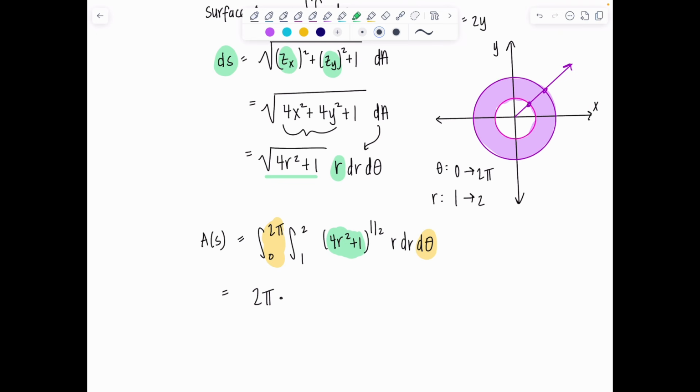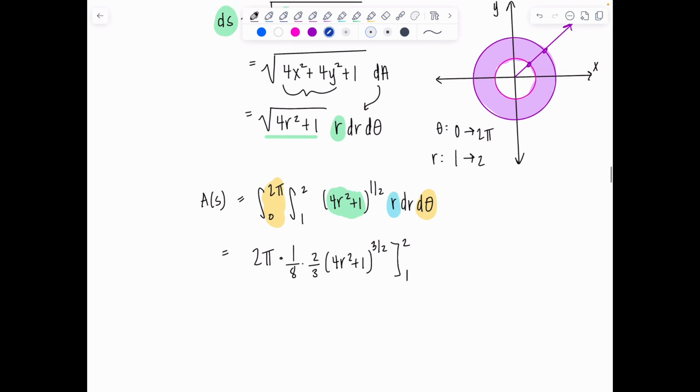Pretend you did a u sub, but don't do it. U is 4r squared plus 1, du would be 8r. All I have is a 1r, not an 8r, so I'm going to pick up a 1/8. Then when I integrate, you add 1 to the exponent, divide by the new exponent, evaluate from 1 to 2. See, I'm done.